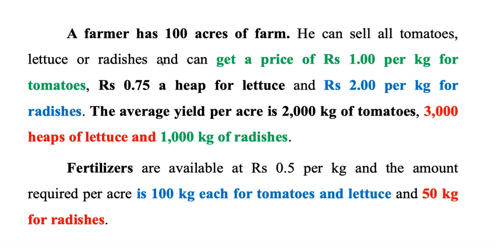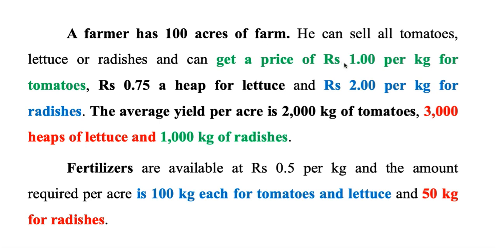So here a farmer has how much? He has 100 acres of farm. So here we have a constraint in the form of land. How many acres of land are available? Only 100. And this farmer is cultivating tomatoes, lettuce, and radish in this farm.